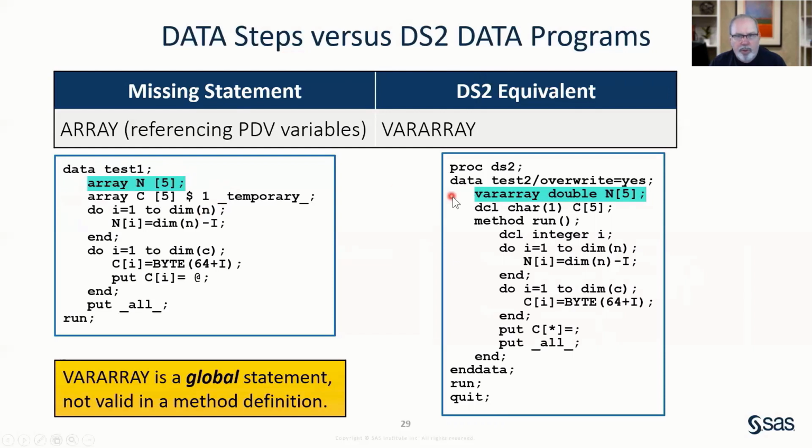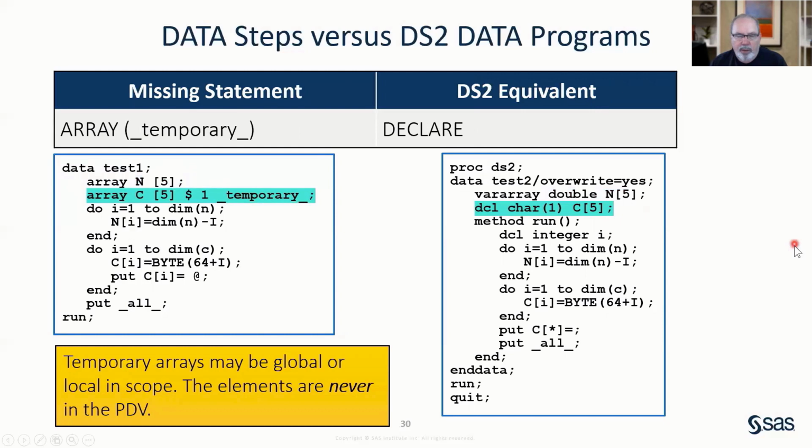In DS2, we approach this with two different approaches. The first one, array of PDV variables, is implemented in DS2 with a var array statement. Notice that really the only difference between this and the array statement was the requirement to specify a data type. So var array, double, and then N5. This will produce a series of variables in the program data vector N1, 2, 3, 4, 5, and it'll work just like an array worked in a traditional data step.